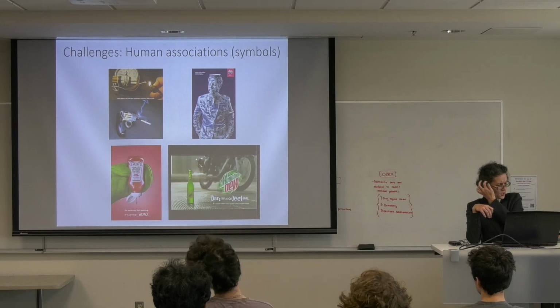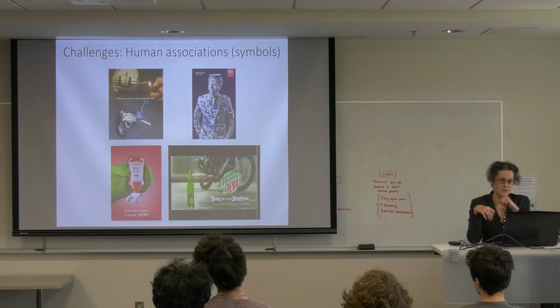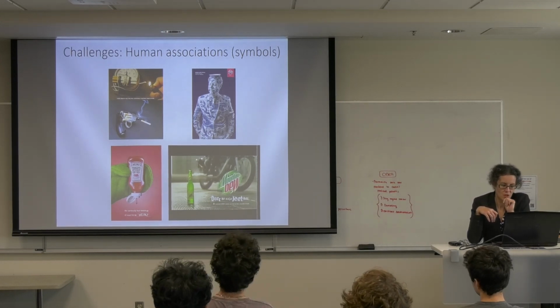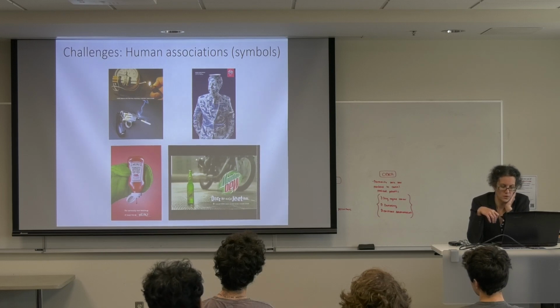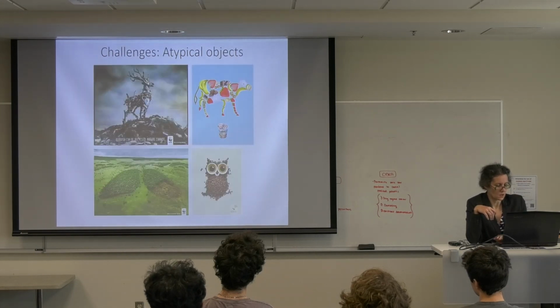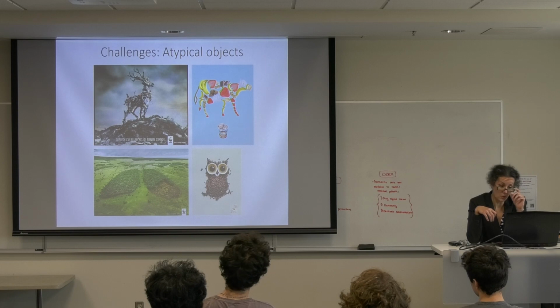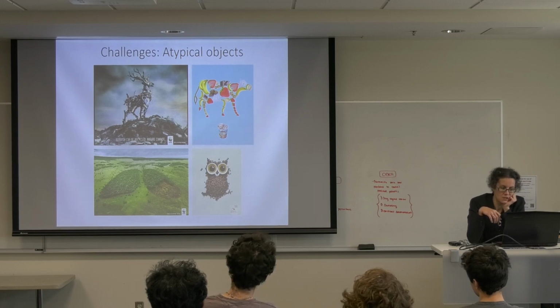Some specific challenges more on the common sense end: there are some human associations that these ads play on that a computer vision model, or whatever AI model, needs to be able to follow. I'm going to skip this one. There are objects, not in all ads, but some have these atypical objects, like this deer made out of junk and this cow made out of fruit.